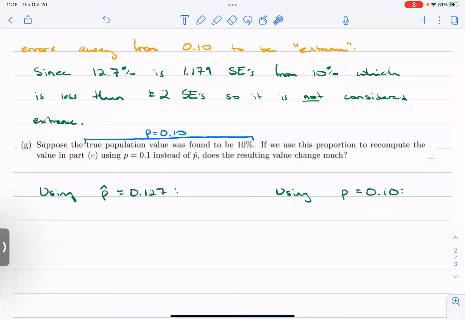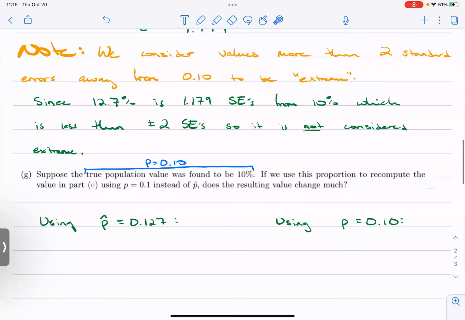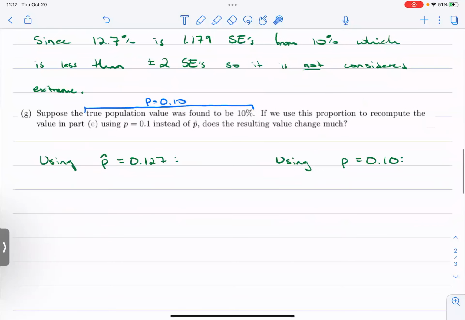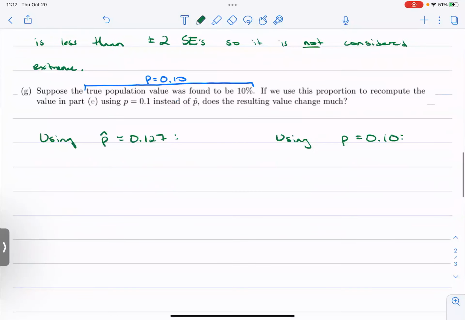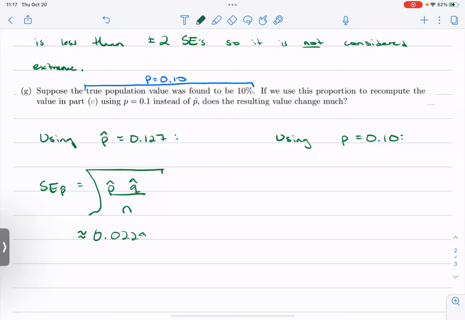Relatively close, right? We're expecting our sample proportion to be hanging out around 0.1. We just established that it's not extremely far away from 0.1, so there's no concern there. So now, how does using P hat as our estimate for P change our standard error? Spoiler alert, not that much. The standard error of P hat is the square root of p hat q hat over n, which we found was roughly 0.0229.